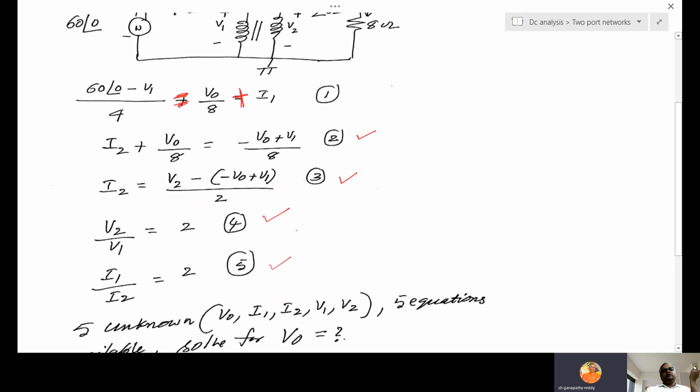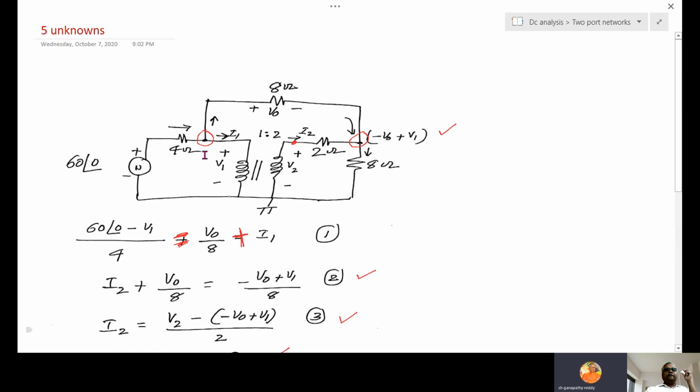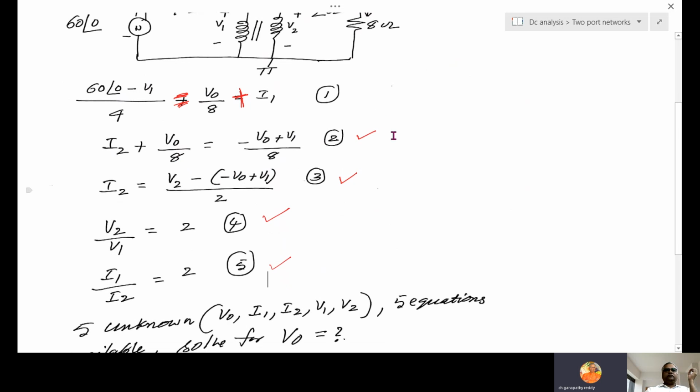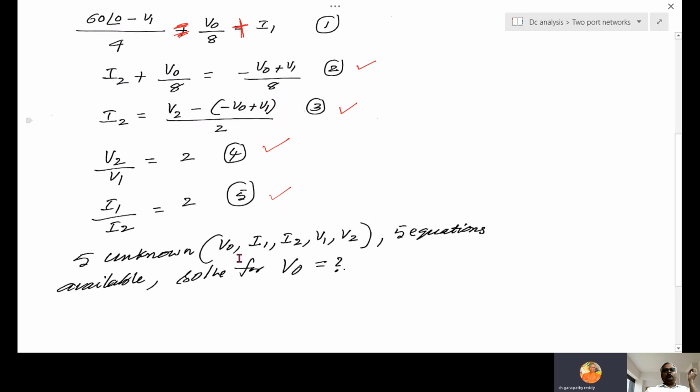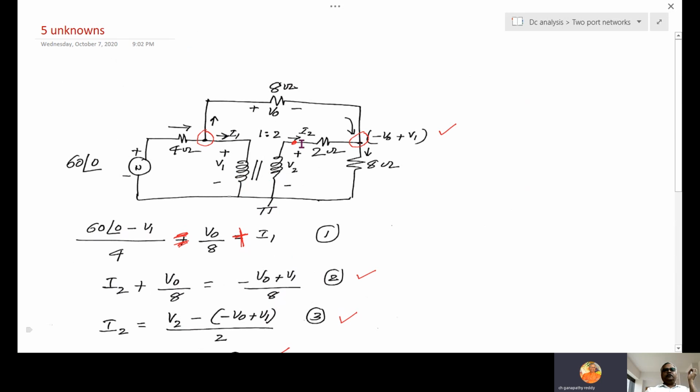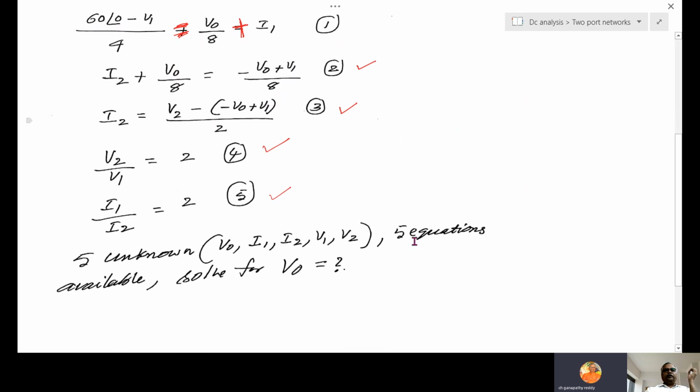Fifth equation. So just voltage equations and current equations. Then this will form one node, this will form another node, and two nodal equations. Okay, then 5 unknowns and 5 equations. V0 is there, then I1 is there, I2 is there, V1, V2. So 5 unknowns to solve for V0.